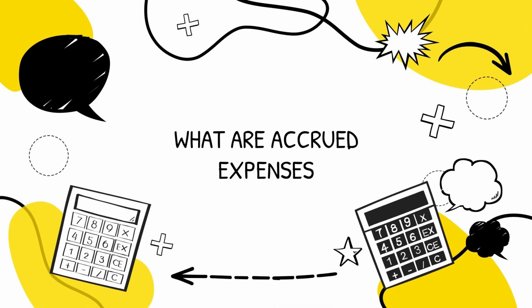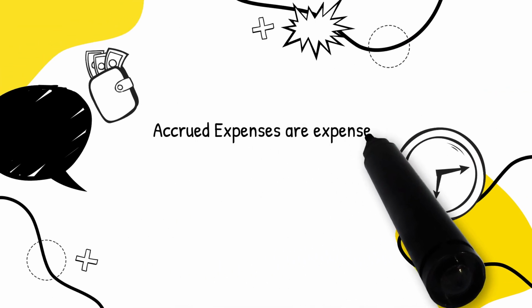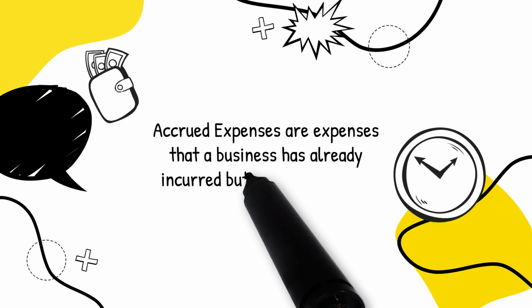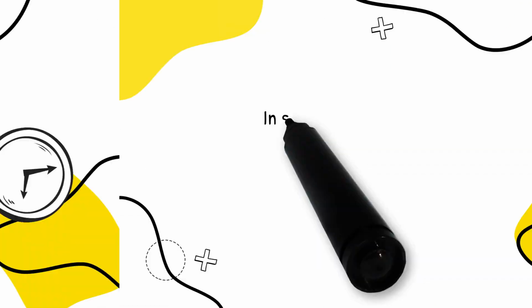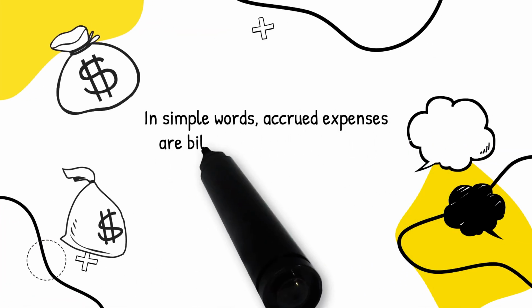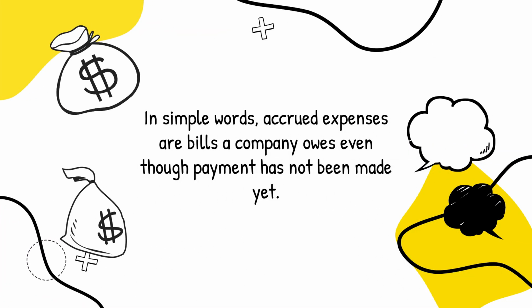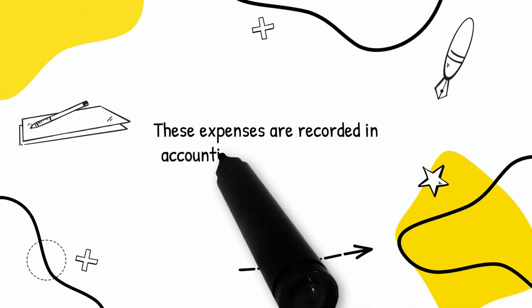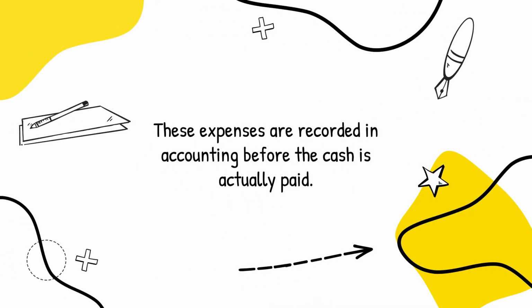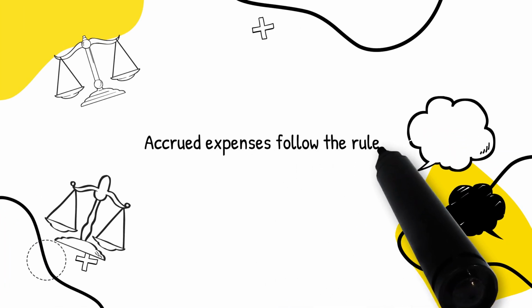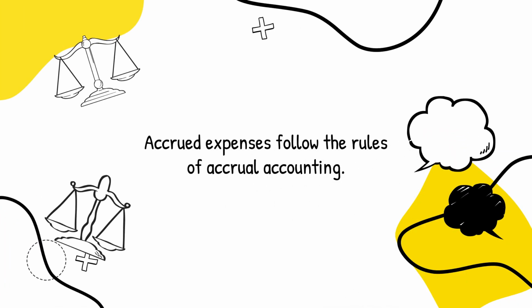What are accrued expenses? Accrued expenses are expenses that a business has already incurred but has not yet paid. In simple words, accrued expenses are bills a company owes even though payment has not been made yet. These expenses are recorded in accounting before the cash is actually paid. Accrued expenses follow the rules of accrual accounting.